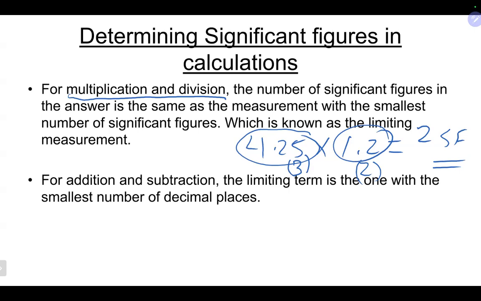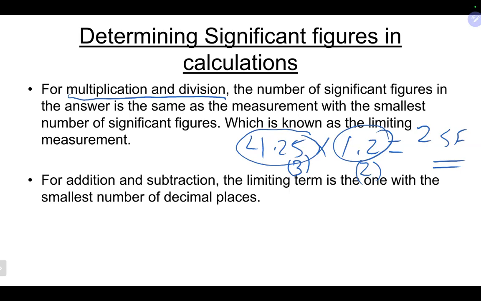Now, the other type of process that we do is addition and subtraction. And in addition and subtraction, we're actually looking at something different than significant figures. We're looking at decimal places. So when you add and subtract, you want to look at decimal places, and again it is the one with the least number of decimal places. So the good news is it's always the smallest, the least. Multiplying and dividing is significant figures, but adding and subtracting is the least number of decimal places.